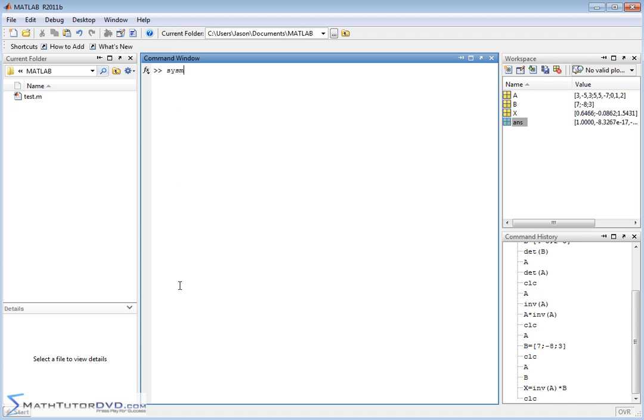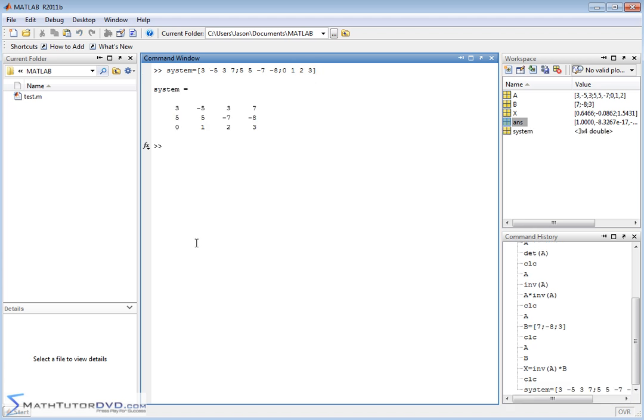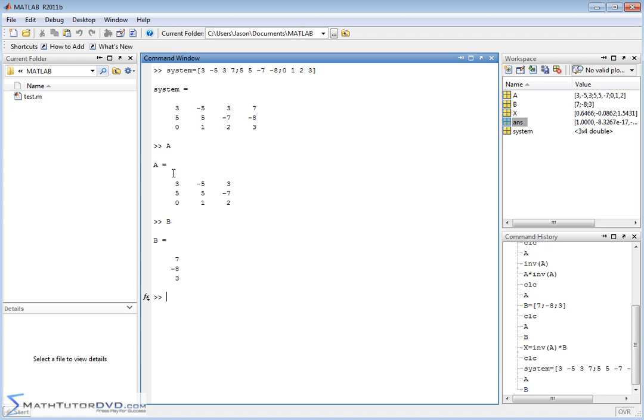So let me tie the knot and show you a little bit closer. So we'll say system. We'll call it system is equal to, I'm going to put it all together. 3 space negative 5 space 3 space 7. Next row, 5, 5, negative 7, negative 8. Next row, 0, 1, 2, 3. So this is exactly what we typed before. Notice matrix A is this and matrix B is this. So what we have here, I've just created a giant matrix that has all of the coefficients right here, and then it has the column vector appended on the right hand side.